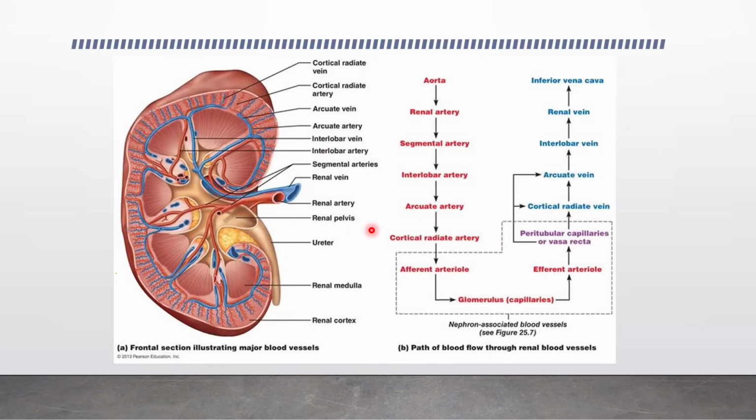and the arcuate veins. So at this point, now we have the cortical radiate arteries and the cortical radiate veins. These cortical radiate veins will drain into arcuate veins, from the arcuate veins to interlobar veins, from the interlobar veins to segmental veins, from the segmental veins into the renal vein, and then inferior vena cava. So kindly take note of this kidney microcirculation. It can easily come to the exam.